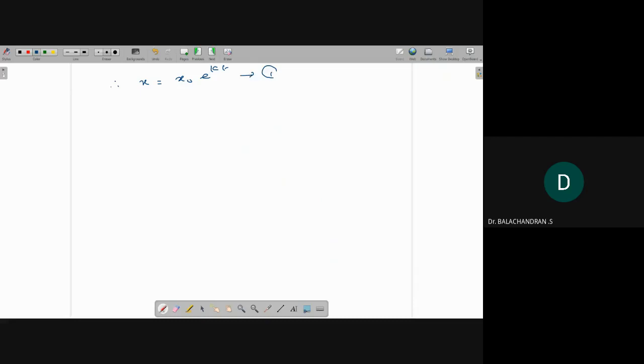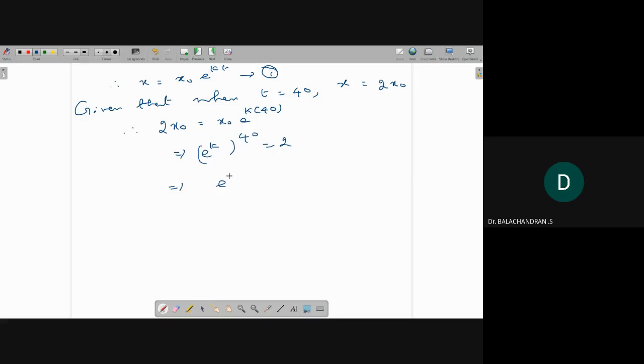This is 1. So next, this is also given in the question, given that when t equal to 40, the population doubles to 2x naught, therefore x is equal to 2x naught. So this is equal to x naught into e power k into 40, so x naught gets cancelled. So this implies e power k whole power 40 equal to 2. So e power k equal to 2 power 1 by 40, which is 1.0175. Please check it using calculator.